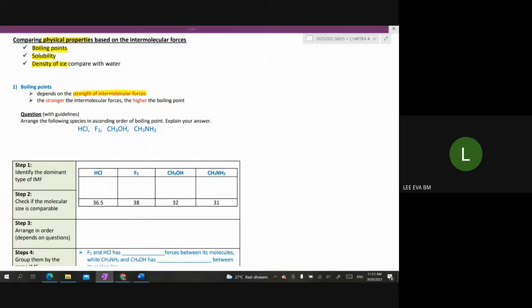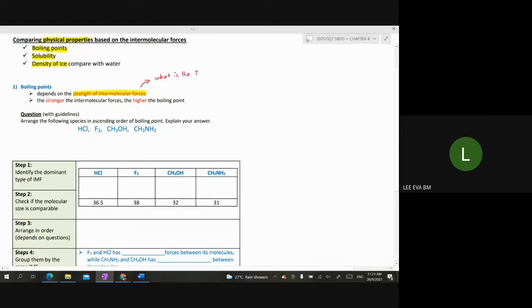Okay, so when you want to talk about boiling point, you have to know what is the type of intermolecular forces. I'm using the short form IMF over here to indicate intermolecular forces, yeah? So is it van der Waals? Is it dipole-dipole? Is it London forces or hydrogen bond? So you have to figure out the type of forces first before we compare them. Second, the stronger the intermolecular forces, the higher the boiling point.